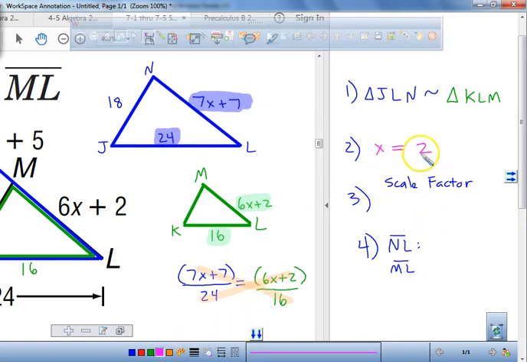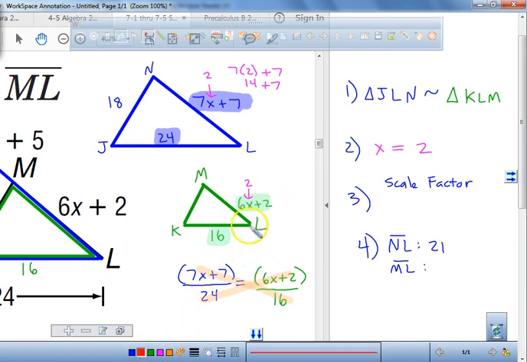So what am I going to do with this number 2? I'm going to plug it in. I'm going to put a little arrow here, which means I need to plug it in there. I'm going to plug it in right here. So 7 times 2 plus an additional 7. 7 times 2 is 14, plus 7. That means this distance right here is 21.